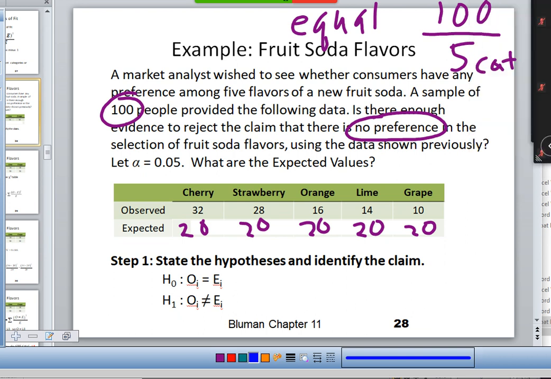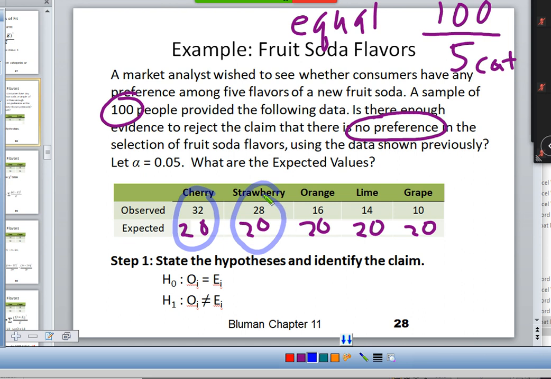And then we're going to take a look at our step 1. So our step 1 is that H naught always equals, in this case, our observed equal our expected. Our O sub i's equal our E sub i's. In other words, every observed value equals its expected. So my observed cherries equal my expected cherries. My observed strawberries equal my expected strawberries. My O sub 3, oranges, equals my expected oranges, E sub 3.